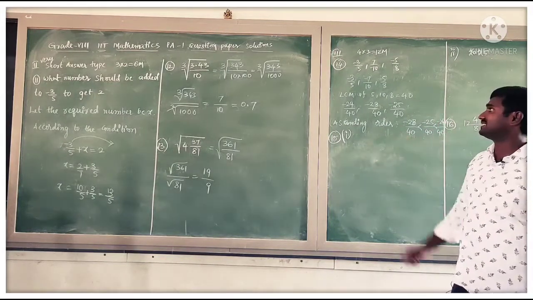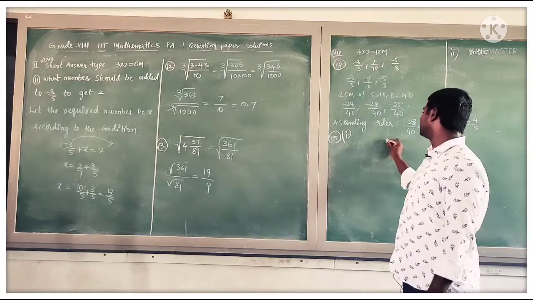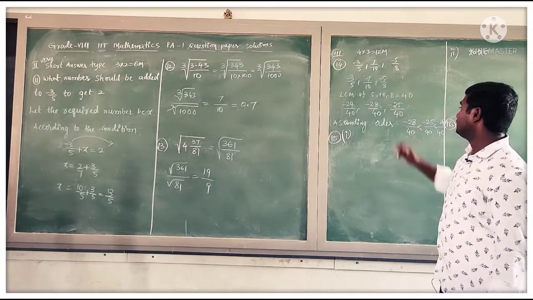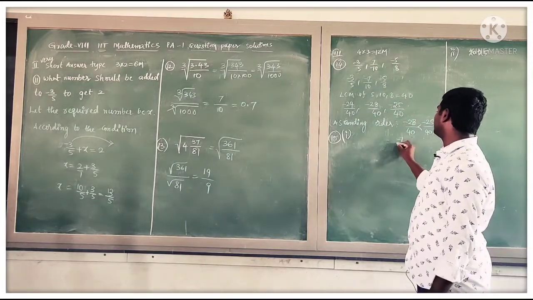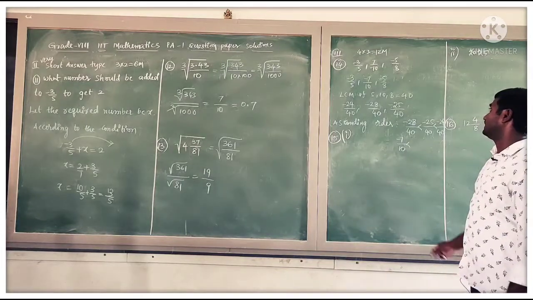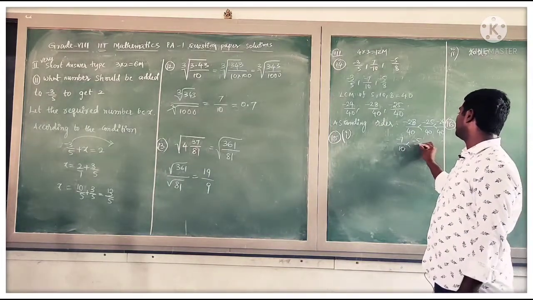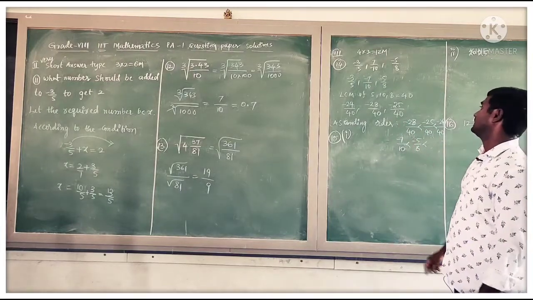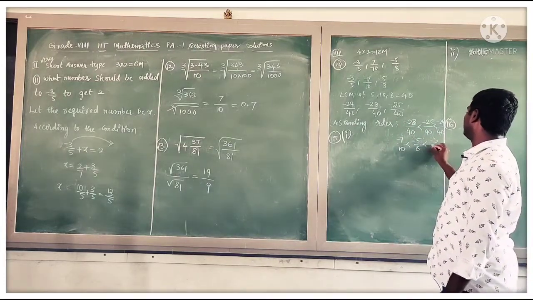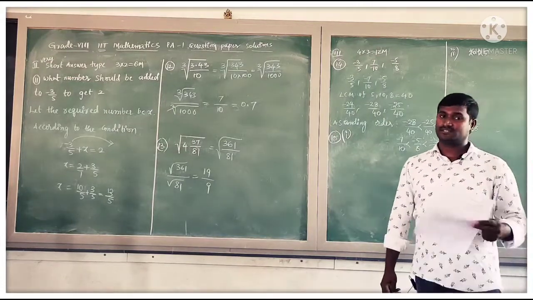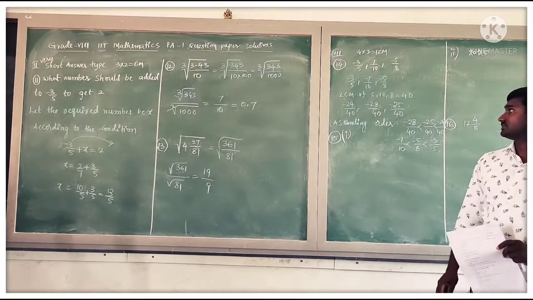So the original rational numbers: minus 28 by 40 is minus 7 by 10, less than minus 25 by 40, which is minus 5 by 8, less than minus 24 by 40, which is minus 3 by 5. So this is the ascending order of the given rational numbers.